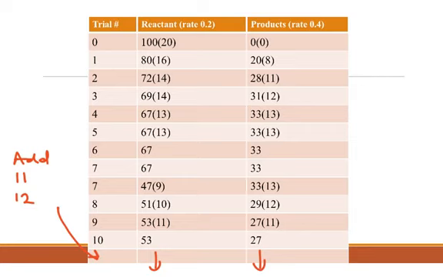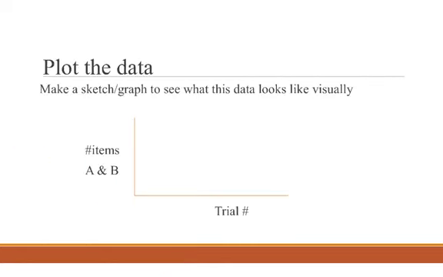Now what I want you to do is I want you to plot the data. So here's what the lines look like. On the left-hand side, you're going to have your number of items, and you have A and B. So we're going to go from 0 at the bottom to 100 at the top. It's not a really formal graph. We just want to have a look at the shape that occurs. And then down here we have our trial number, so we're going to go all the way up to trial 12 here. You're going to sketch both of the items.